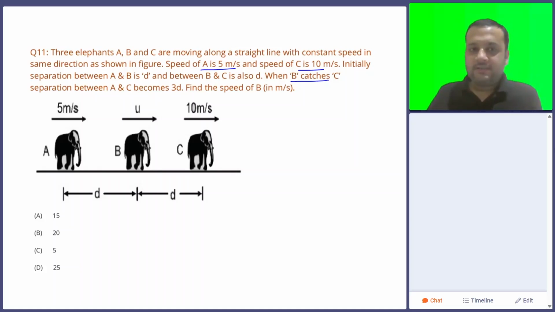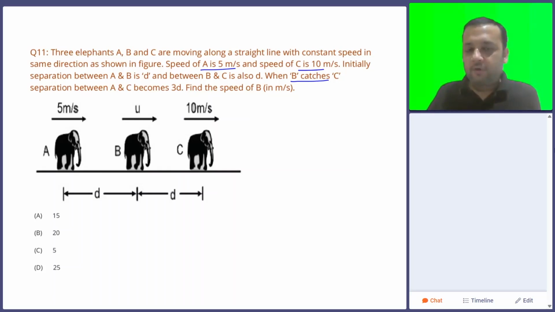Now first you understand that when will the separation between A and C become 3D. So right now the separation between A and C is 2D, yes or no? So that means when will it become 3D? So it will become 3D when separation increases by D. Okay, separation should increase by D.